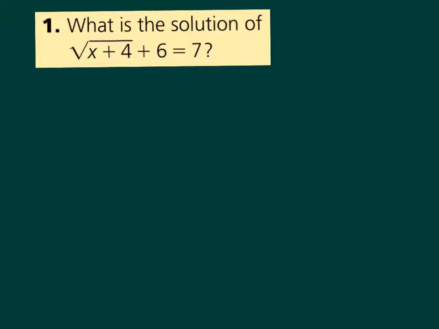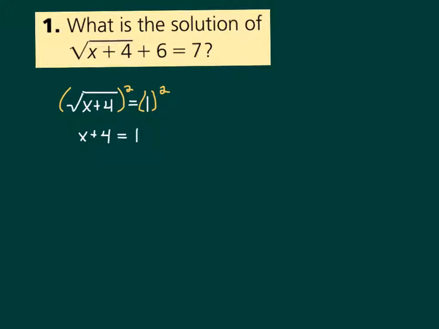This is similar to when we solved absolute value equations, in that to solve this, the first step is to isolate the radical. So we subtract 6 from both sides. We have the square root of x plus 4 equals 1. Square both sides. So now I have x plus 4 equals 1.